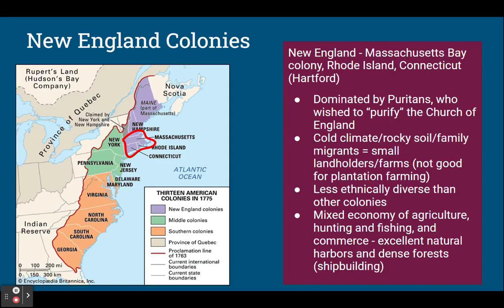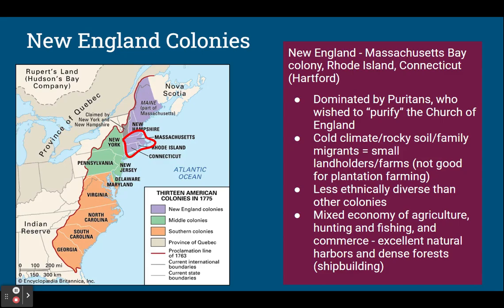Ultimately, they did create a pretty thriving economy. It was a mixed economy. They did have agriculture. They had small land holdings, hunting and fishing especially. This area became known for fishing, cod especially. And they really had excellent natural harbors and very dense forests. So it was actually great for shipbuilding.